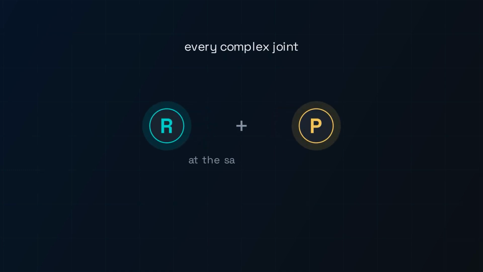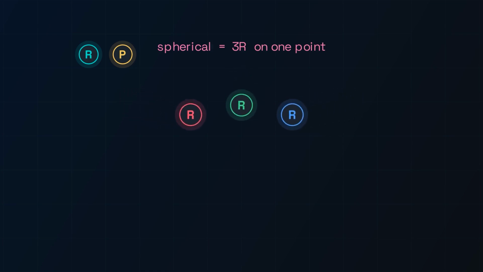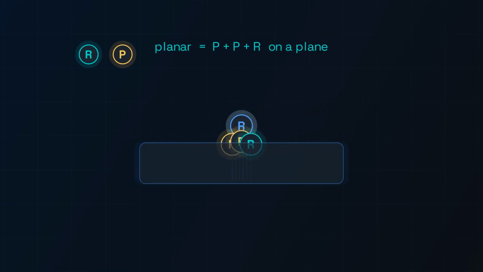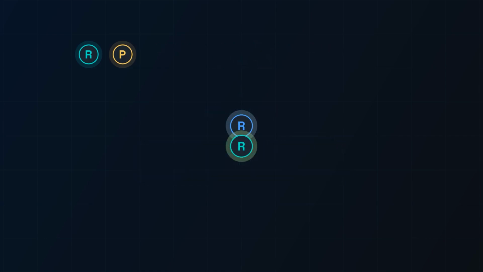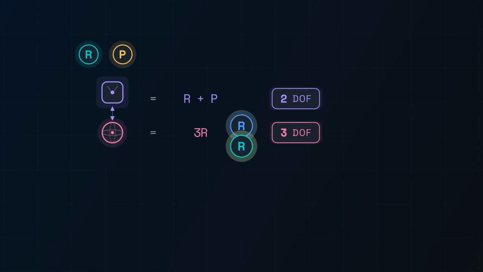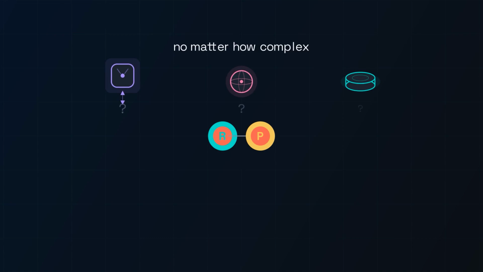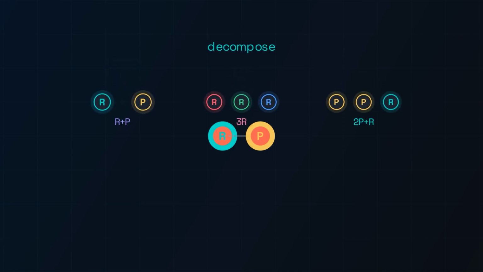Every single one of the more complex types of joints is actually just a combination of R and P joints at the same location. So the cylindrical joint is just an RP collapsed onto one axis. The spherical joint is just a 3R that's collapsed onto one point. And the planar joint is just PPR, or 2P, 1R collapsed onto a plane. And this is not just a neat observation. It's the reason that the mathematics of this course stays tractable. No matter how complex a joint looks mathematically, you can always decompose it into its constituent R and P components.